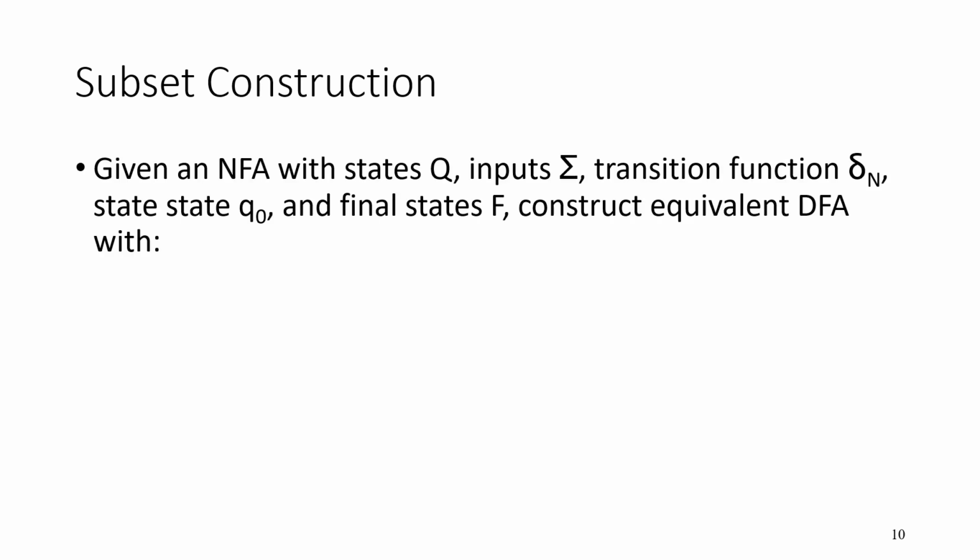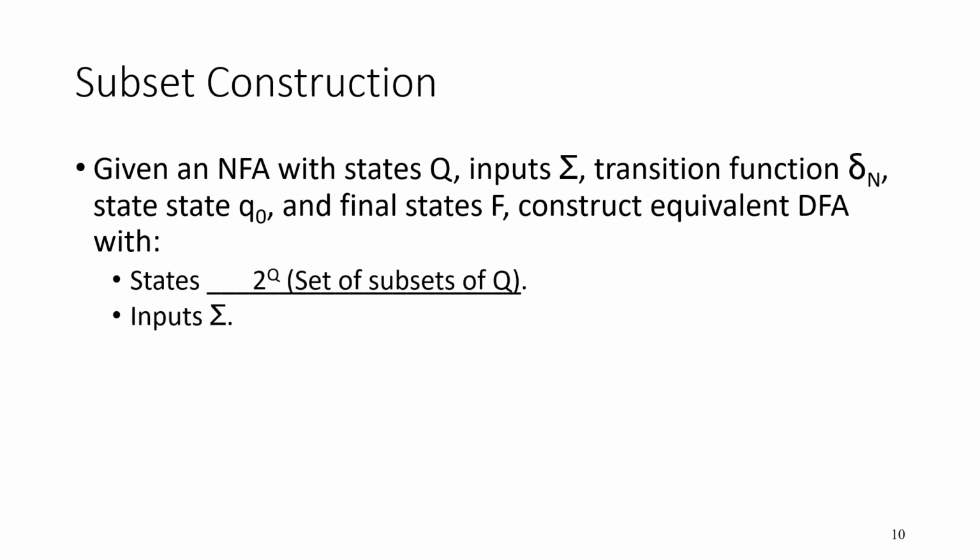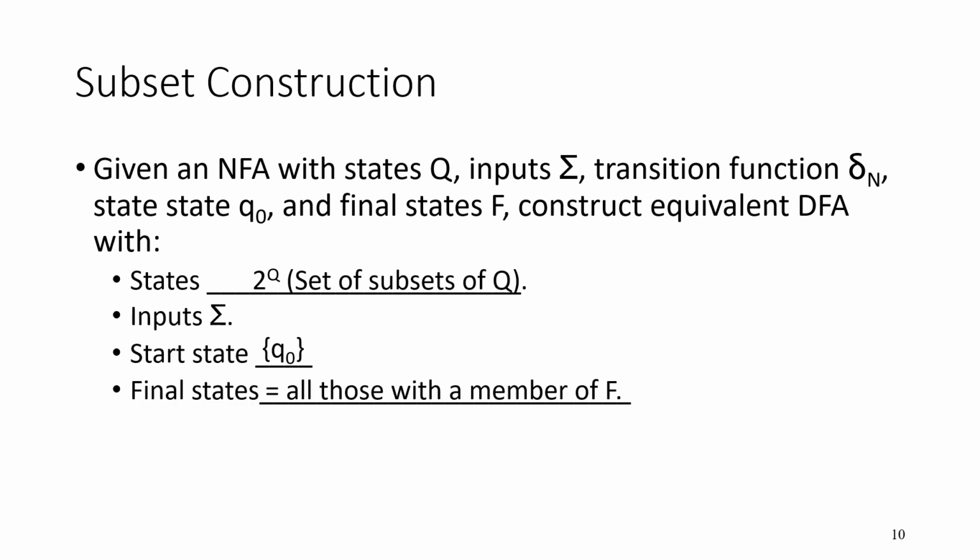To summarize the subset construction, we say that given an NFA with states Q, input sigma, which is the alphabet, the transition function delta sub n, start state Q naught, and final states F, we can construct an equivalent DFA with states that are the set of subsets of Q, has the same alphabet, sigma. It has the start state Q0, but it's just in braces now. And the final states are all those that were a member of F, the final states of the original NFA.